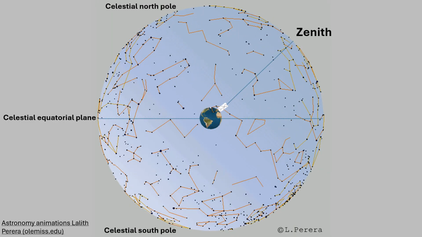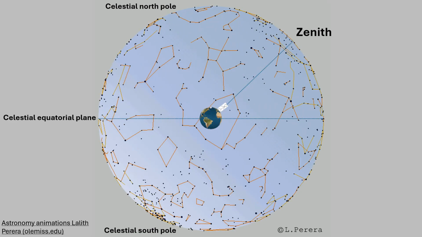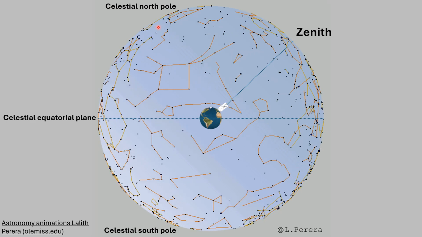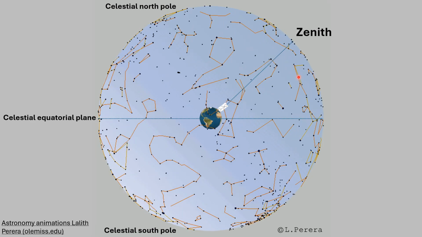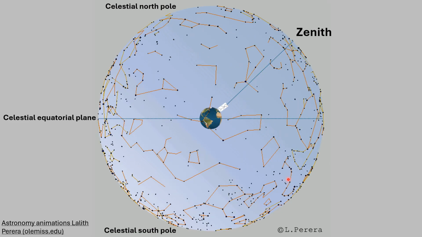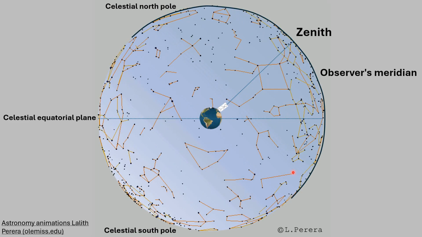The latitude is 45 degrees. What is the observer's meridian? By definition, we point to the north on the horizon, sweep to the zenith point, and then move to the south on the horizon. That is the observer's meridian. We're between the North Pole and the equator.